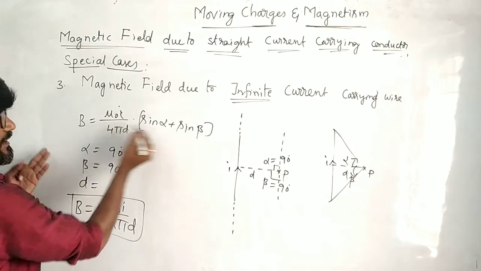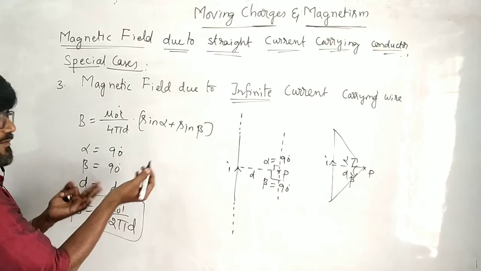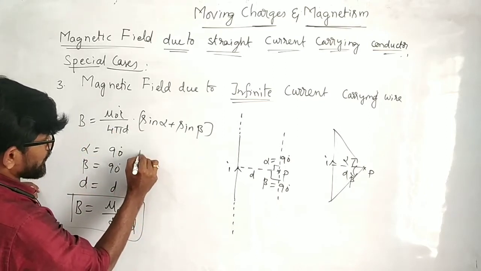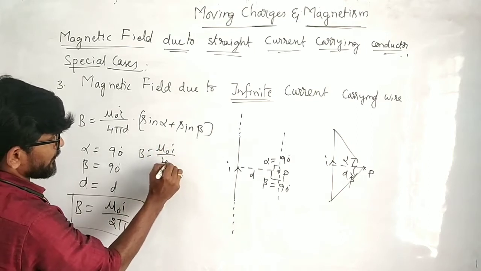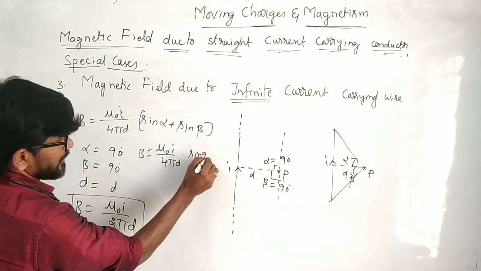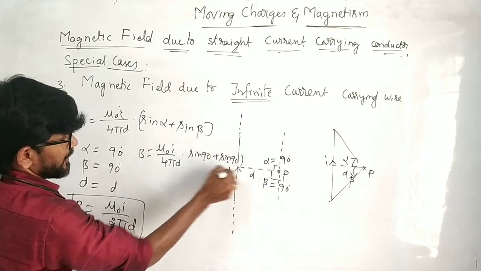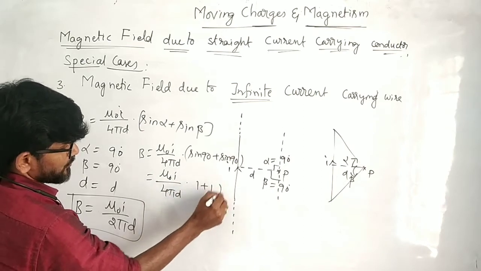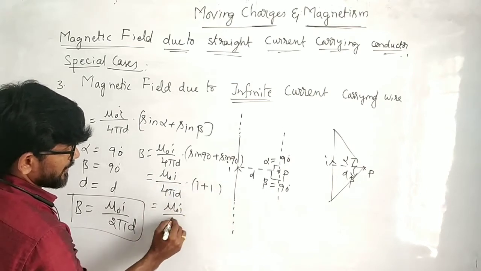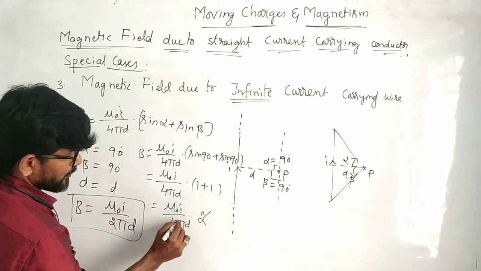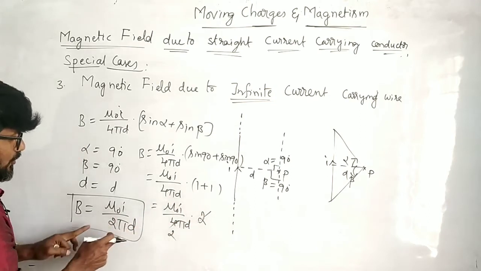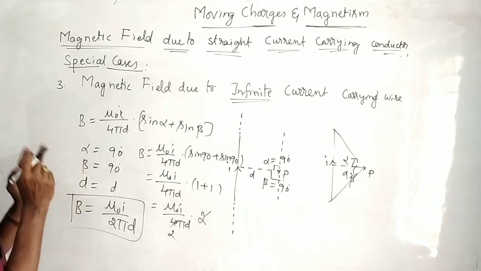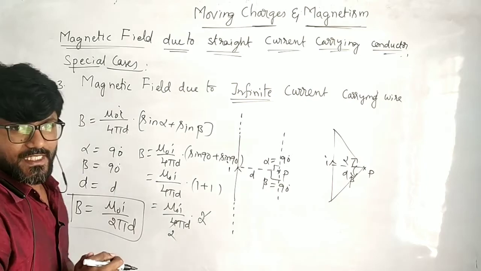Is it clear? Or if you want, you can write it step by step also. I hope it is clear for you guys. B is equal to mu naught I by 4 pi d into sin 90 plus sin 90. So it is equal to mu naught I by 4 pi d into 1 plus 1, which is mu naught I by 4 pi d into 2. The 2 cancels, so mu naught I by 2 pi d. Is it clear? So this is one of the very important cases, magnetic field due to an infinite current carrying conductor.